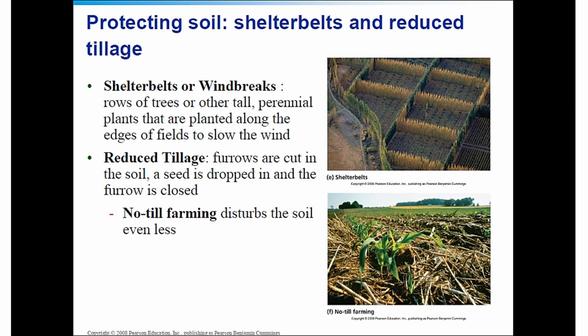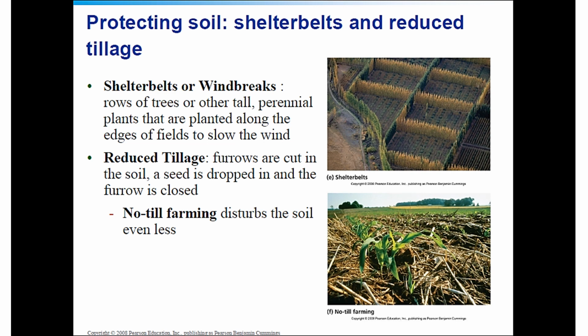We also have shelter belts or windbreaks. These are rows of trees or other tall perennial plants that are planted along the edges of fields to slow the wind. So there is what we call wind erosion. These shelter belts or windbreaks make use of trees or even bushes so that the wind cannot enter our farmlands, and so it reduces wind erosion.